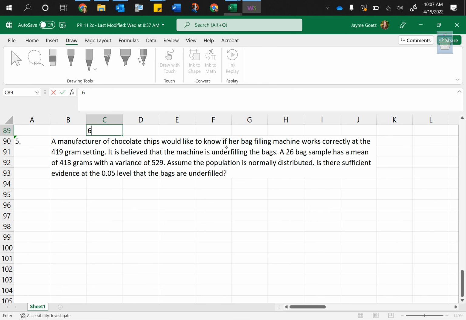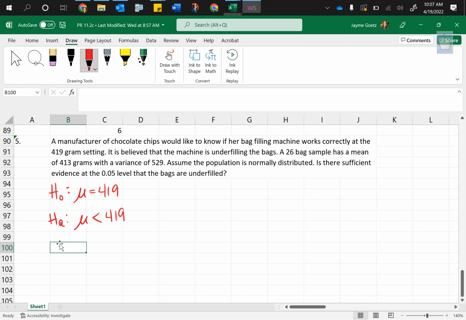Okay, so my null hypothesis, what do we think? Mu equals 419. What about my alternative hypothesis? Mu is less than 419. Very good. That tells me right away what kind of test is this? One-tailed test. Good.